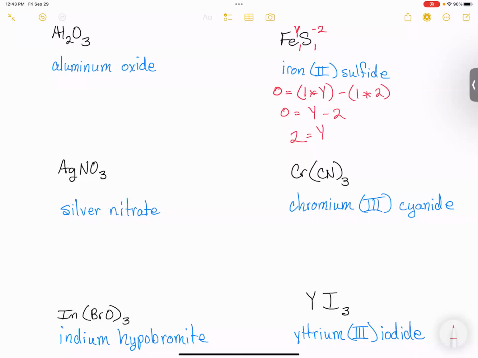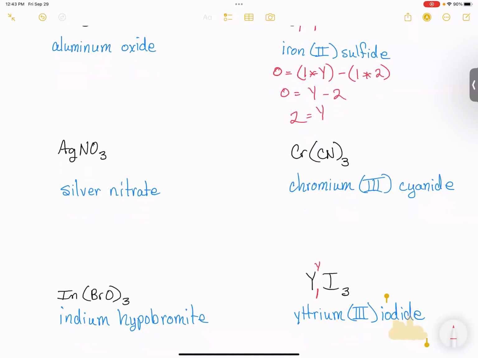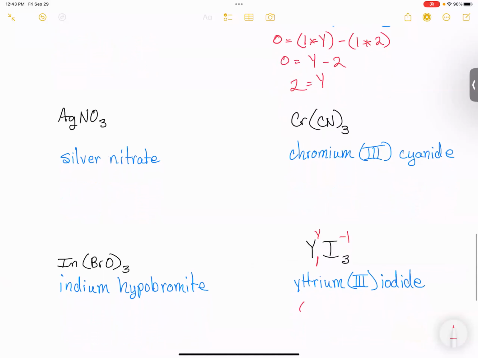Other questions? Yes. So there's one yttrium times Y. There's three iodides. Iodide is in group 17, so that's a minus one. Zero is equal to one times Y minus three times one. So zero is equal to Y minus three. Y has to equal three. Other questions?